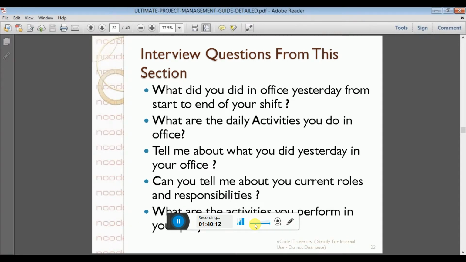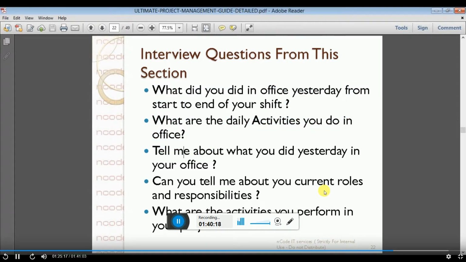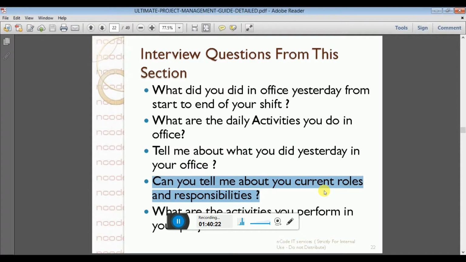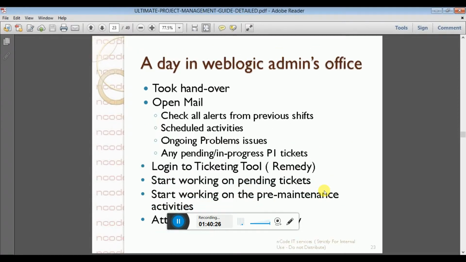So these are the questions you will see. What did you do in your office yesterday from start to end? What are the daily activities in your office? Tell me about what you did yesterday. Tell me about your current roles and responsibilities. What are the activities? So it's the same question in a lot of other forms.